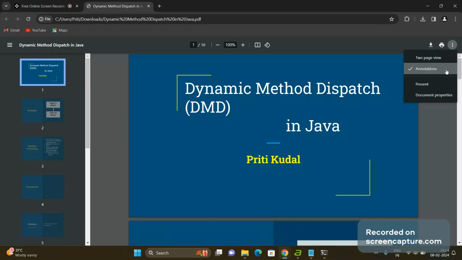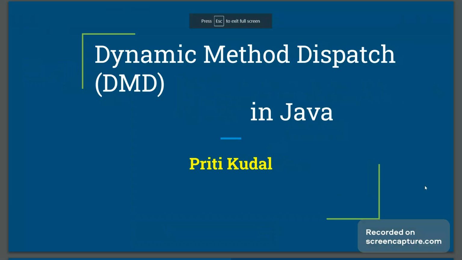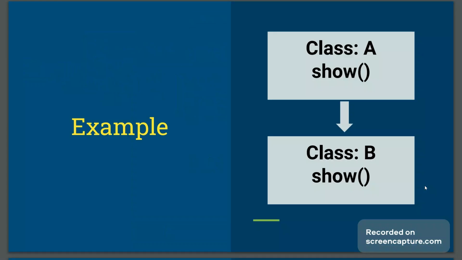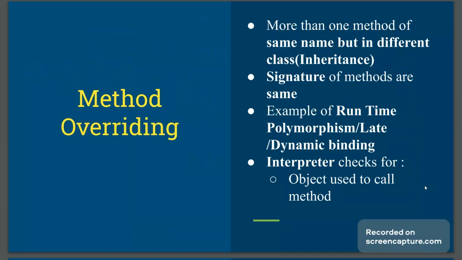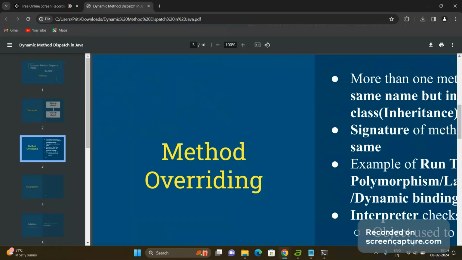Let's see about one more important concept in Java, that is dynamic method dispatch, DMD. We have seen this example where in inheritance the base class and derived class are having a method with the same name and same signature. So in this case method overriding arises. The method in the derived class overrides the method in the base class. So we get output of only the derived class.